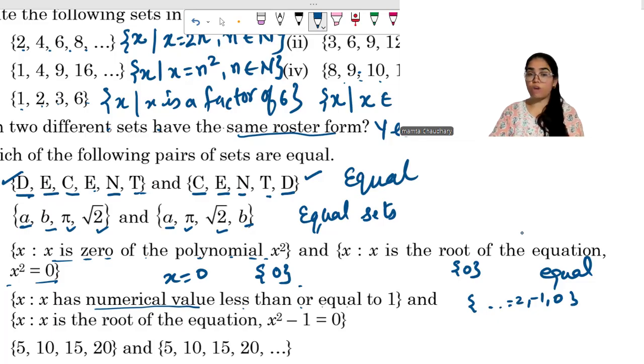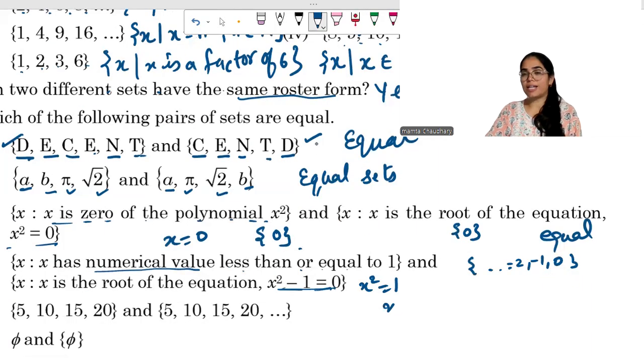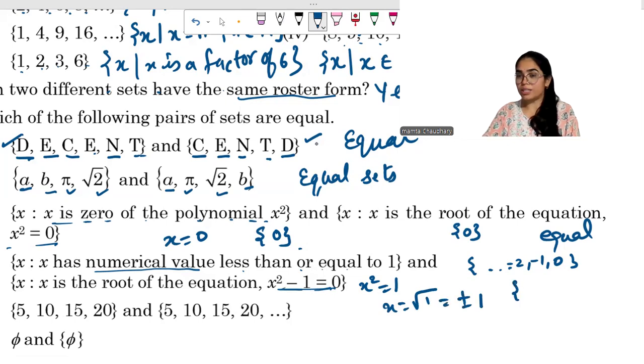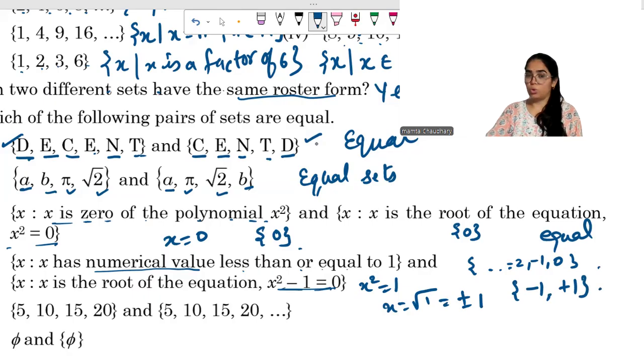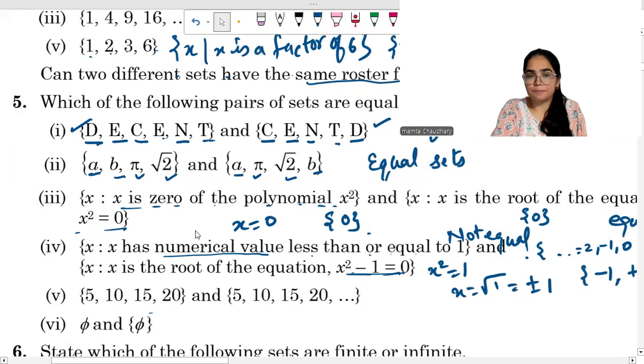Now x is the root of this equation. If you write its root, then what will it be? x square - 1 equals 0. So from here you can write x square equals 1. And then if you solve it further, you will get x equals root of 1, which is plus or minus 1. So here the elements are -1 and +1. So do we have the same elements in both the sets? No. So what will we write for this? Not equal.